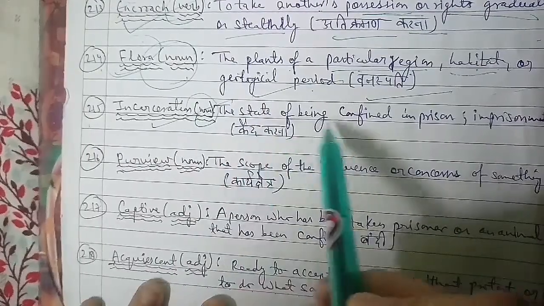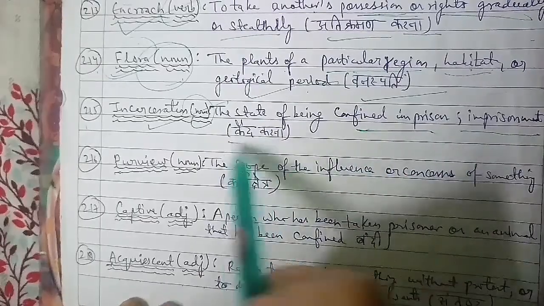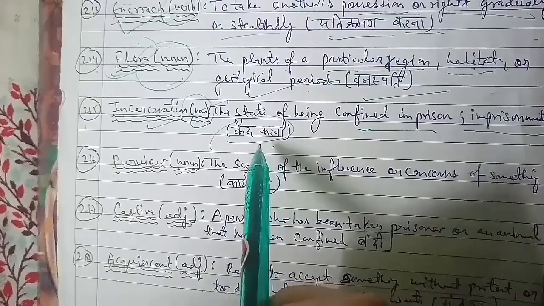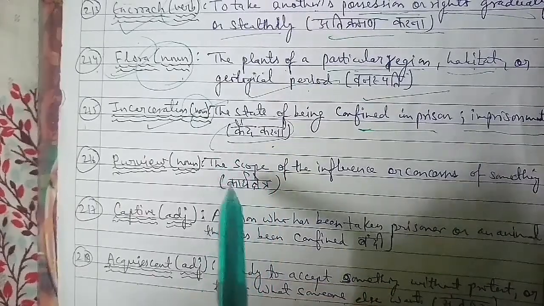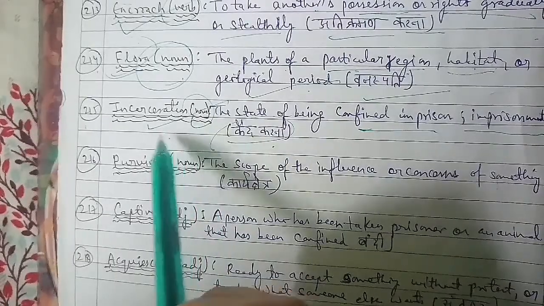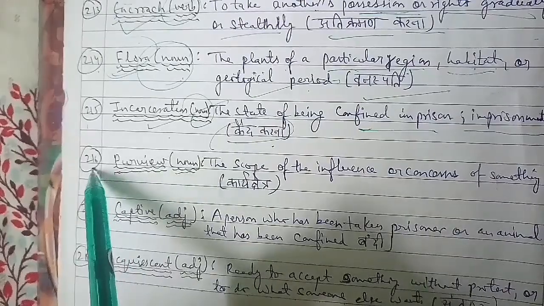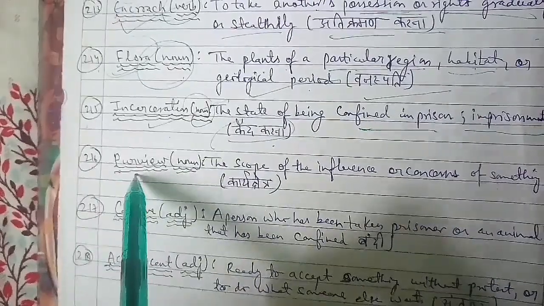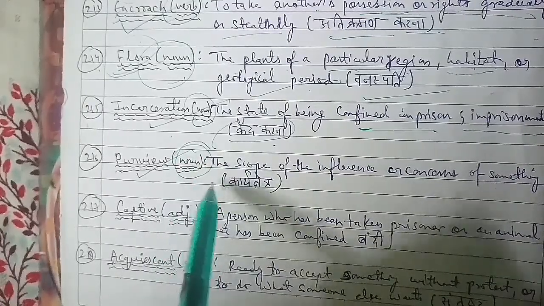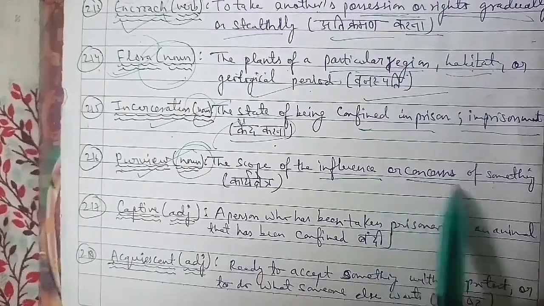Now moving on with the next word that we have here, 217 word, that is captive. Captive is a word that is used as an adjective, and it is a new word. The meaning of captive is a person who has been taken prisoner or an animal that has been confined. In Hindi that is bandi. A person who has been taken prisoner, and of course the animal that has been confined, for both of those we use the word captive, and the meaning in Hindi is bandi.